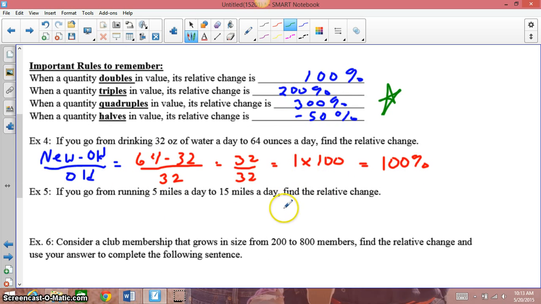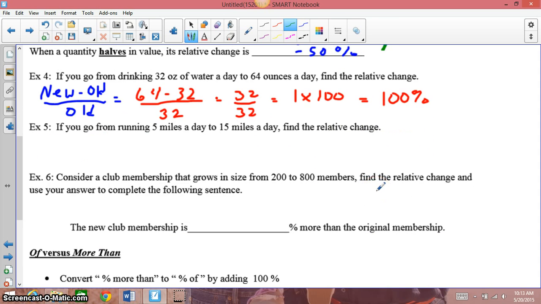You could simply write 200%, or you could do like I showed in the previous example here in example 4, and show me the work behind it, actually find the relative change using the formula, whatever you feel more comfortable with. Okay.